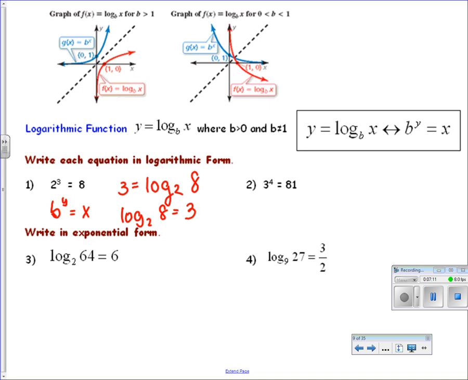Okay, next one we're doing the same thing. We have 3 to the 4th power equals 81. The b, again, is here, then we have the y and then the x. If you want, you can write the y value first. What number's in the y position? 4. So we have 4 equals log, then what number's in the base position, the b? 3. And then the x number, 81. Or I could write it as log to the base 3 of 81 equals 4.